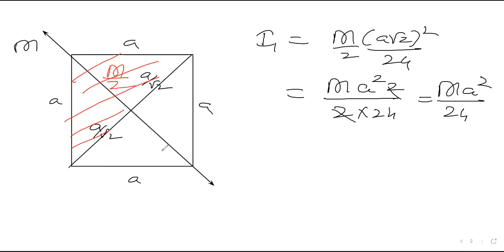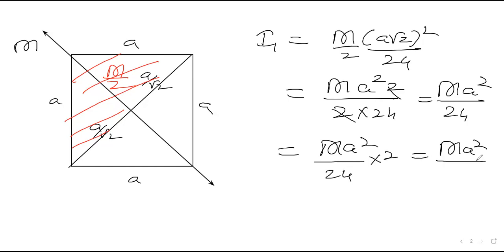The total moment of inertia of a square, including even the second isosceles triangle, is going to be double of this. So that will be M a square upon 24 into 2, so it is M a square upon 12. So basically the total moment of inertia of a square with respect to the axis along the diagonal is given by I is equal to M a square upon 12. The answer has come as this.